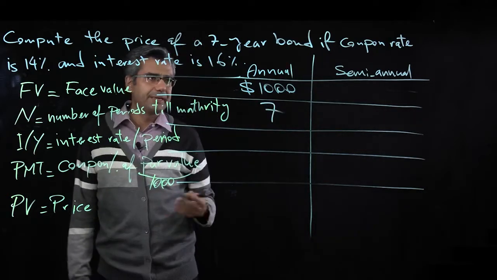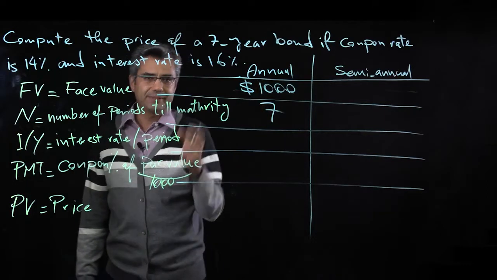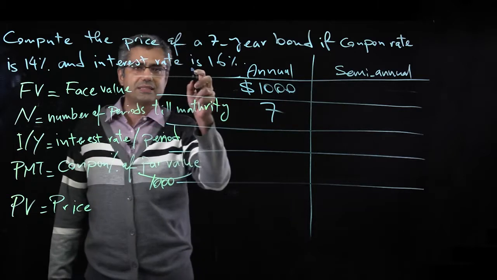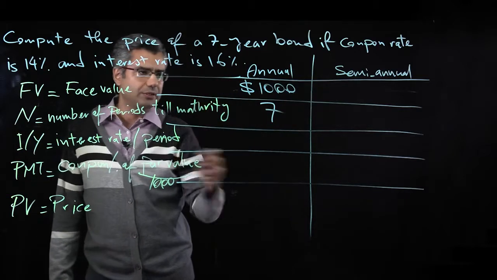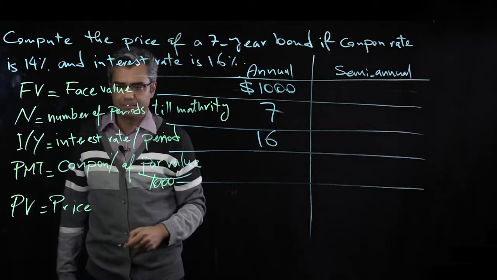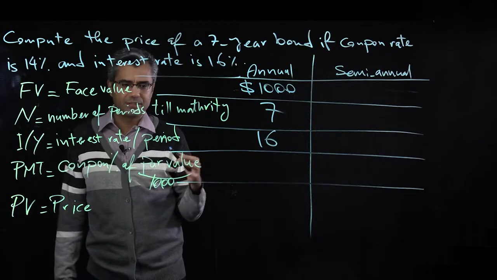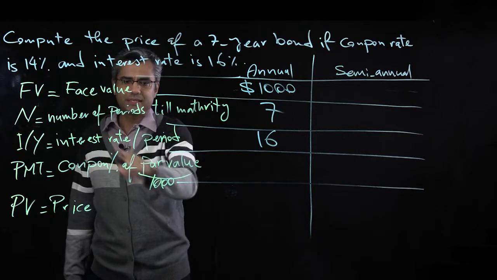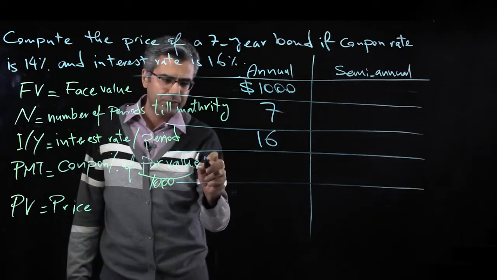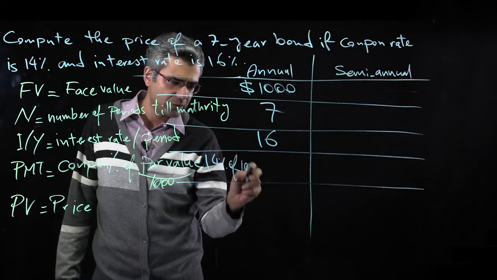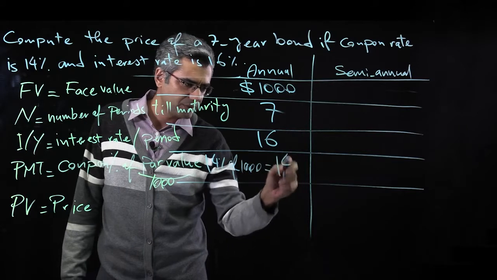Interest rate per period. It's annual, so the period is a year. So how many percent per year? It's a 16% interest rate, so I write here 16. Then PMT means the coupon percent of par value. It's a 14% coupon rate, 14% of $1,000. So 14% of $1,000 means 140.